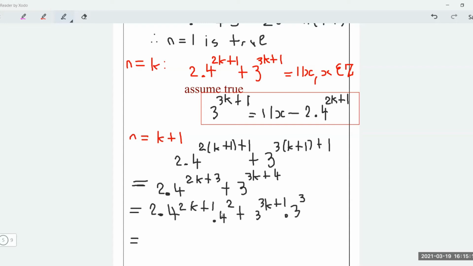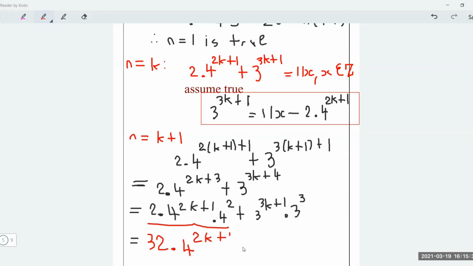So we get back the same thing. Now, what are we going to do? To simplify this part, I know that 4 squared times 2, 4 squared is 16, times 2 is 32. So we're going to end up getting 32 times 4 to the 2k plus 1.